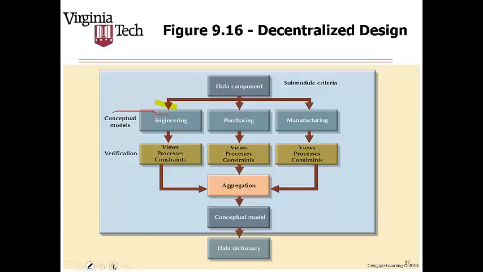A decentralized design takes more of an individual department type view. Here we have engineering, purchasing, and manufacturing. Each area is analyzed on its own, and you determine what kind of views, processes, and integrity constraints they have. And then you bring them together in this aggregation step to develop your conceptual model. To me, this is the more common type of perspective. Usually we're not doing a system for just one department, but if we are, that makes it easier.